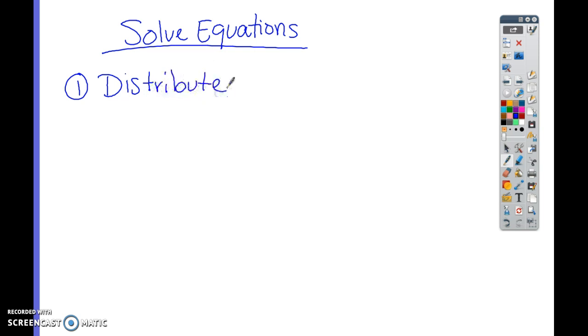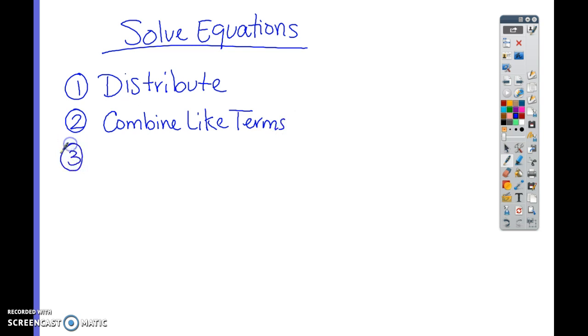Okay. Step number 2, if you see things that look alike on the same side, you're going to combine like terms. Okay. Step number 3, if you see that the variable is on both sides, you need to move them to one side. So we're going to move the smallest one. Move the smallest variable.